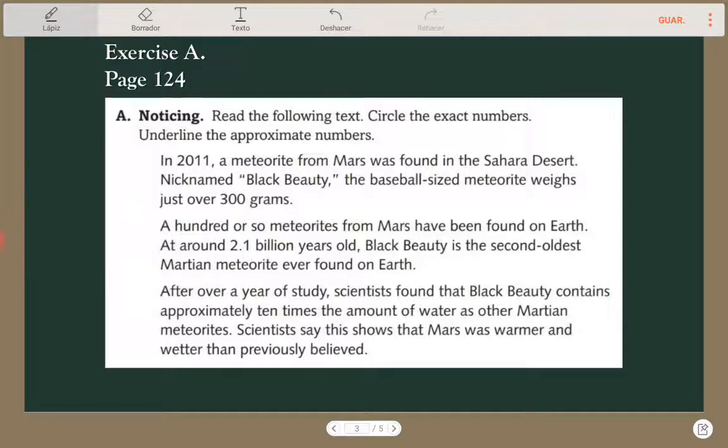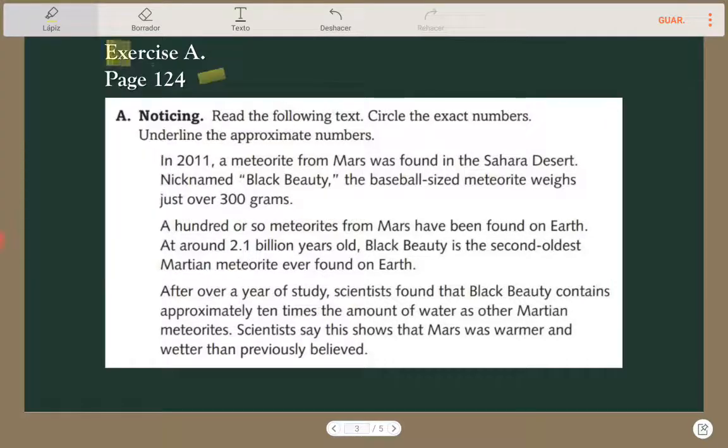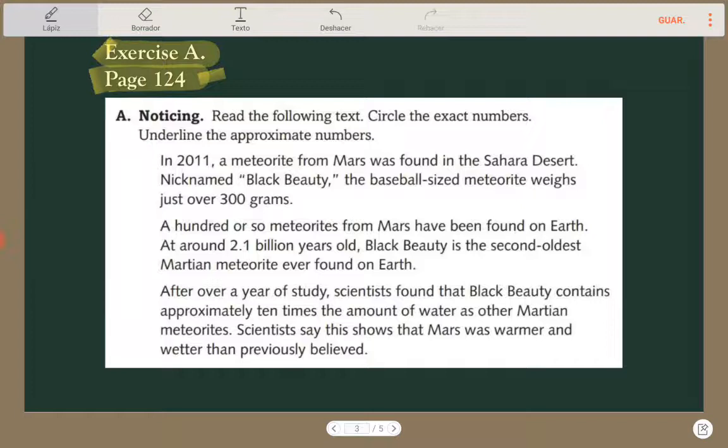So what are we going to do? Here you have, it's the exercise A. I'm going to highlight it. It's the exercise A, page 124, okay? So in this text, we are going to identify exact numbers and approximate numbers. What are we going to do? We are going to circle exact numbers and we're going to underline approximate numbers, okay?